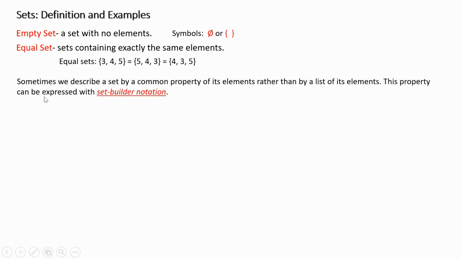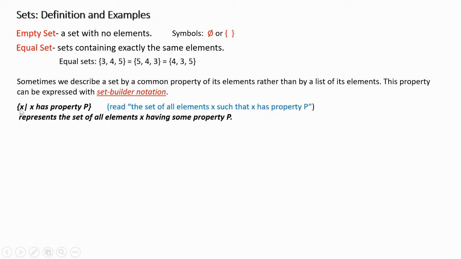Sometimes we describe a set by a common property of its elements rather than the list of its elements. For example, up to this point, we list the elements. Now there's another way to describe a set. The property can be expressed with set-builder notation. So this is another way to represent sets.